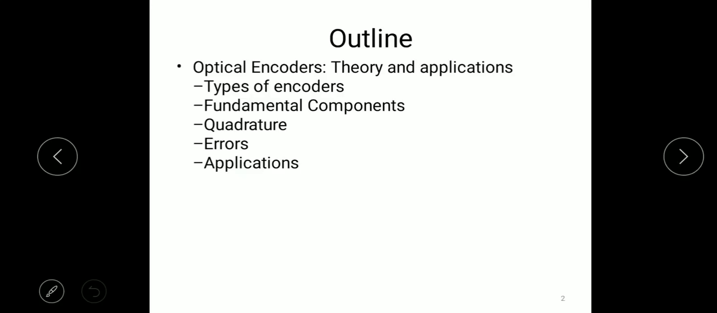Outline. Today we are going to discuss the theory and application of encoders, types of encoders, fundamental components of the encoder, quadrature type encoders, errors in encoders, and applications of encoders.